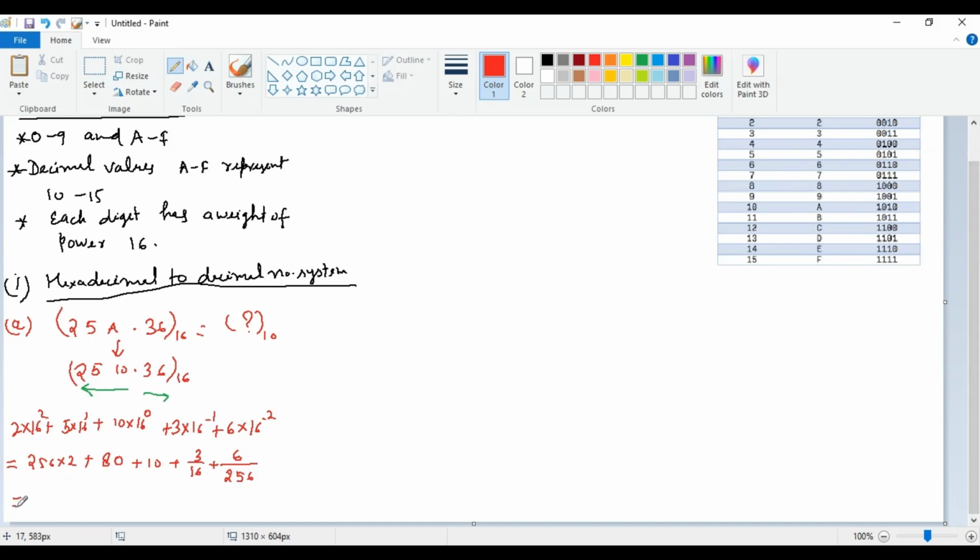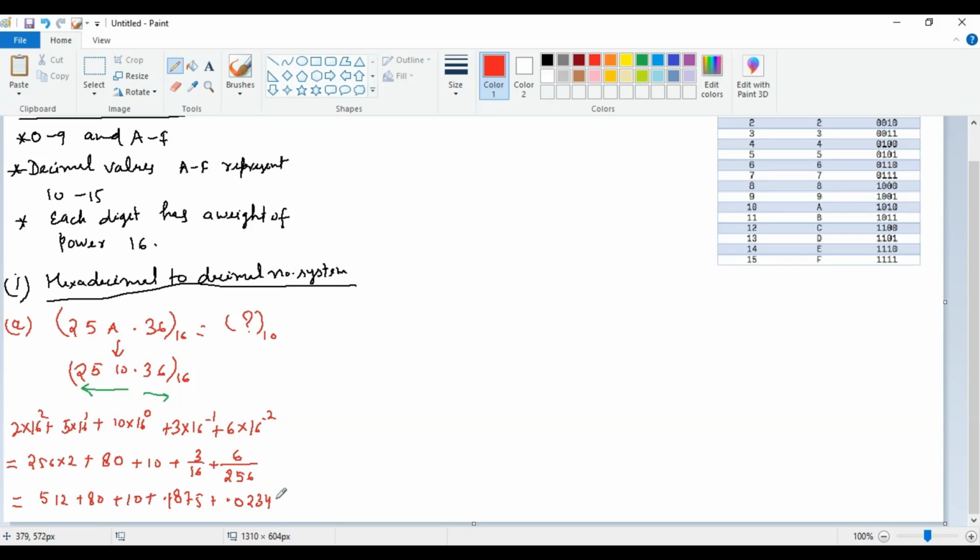256 times 2 is 512, plus 80, plus 10. We will write 3 upon 16 as 0.1875, and 6 upon 256 as 0.0234.